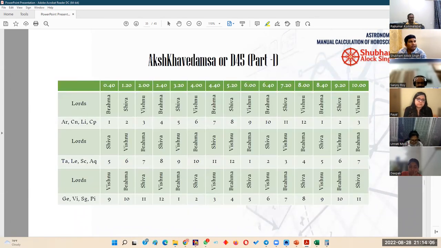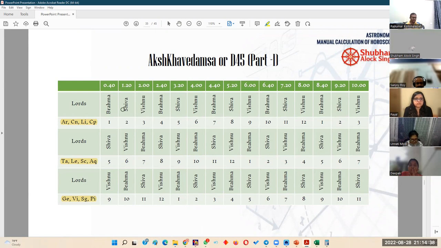practiced there. D45: one Rashi is divided into 45 parts, each part of 40 minutes. So the first D45 is 0 degree to 40 minutes, the second D45 is 40 minutes to 1 degree 20 minutes, and so on and so forth. For Aries, Cancer, Libra, and Capricorn, the D45 starts from Aries. For Taurus, Leo, Scorpio, Aquarius, D45 starts from Leo. And for Gemini, Virgo, Sagittarius, Pisces, the D45 starts from Sagittarius.